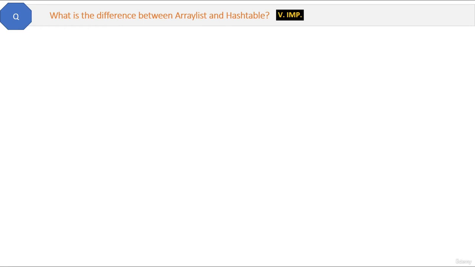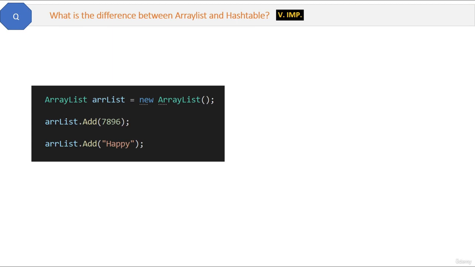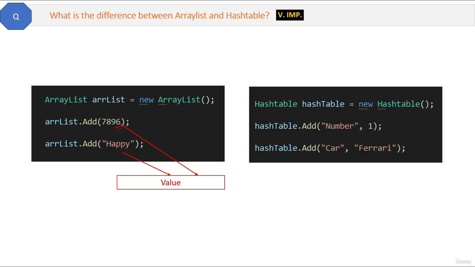What is the difference between ArrayList and hash table? See the code of ArrayList. In ArrayList, we can only add items or values to the list. See, both of these are values only. Now let's see hash table. In hash table, we can add item values with keys. See, this is the key and this is its value. Hash table is like a mapping. So when you want to retrieve values from a hash table collection, you can directly use the keys to extract its value. This is the benefit of the hash table.